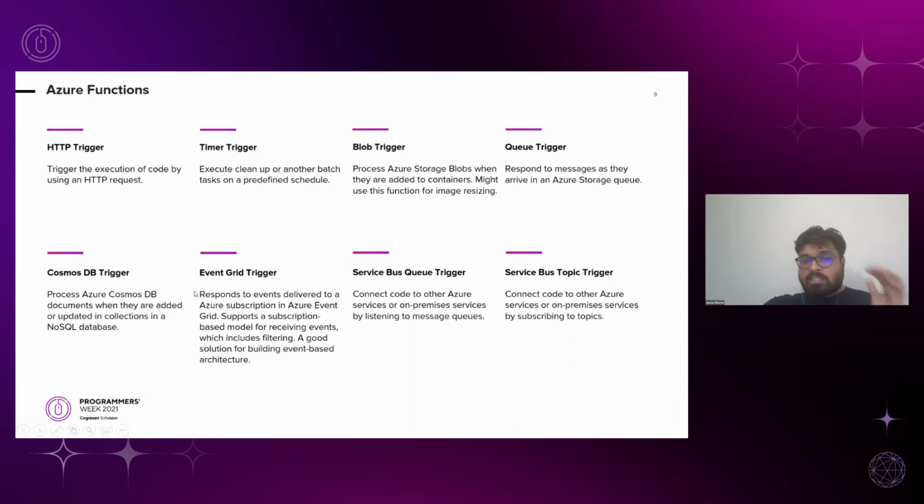There's another trigger called the Event Grid trigger. Event Grid responds to an event delivered to an Azure subscription. So whenever an event happens, the Azure function bound to it will start executing.